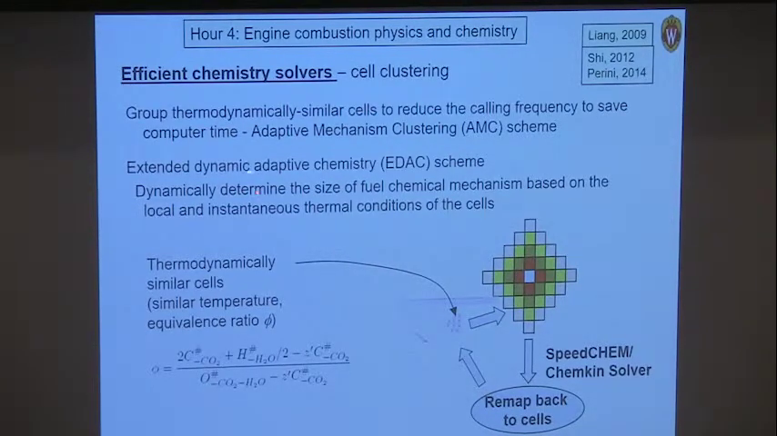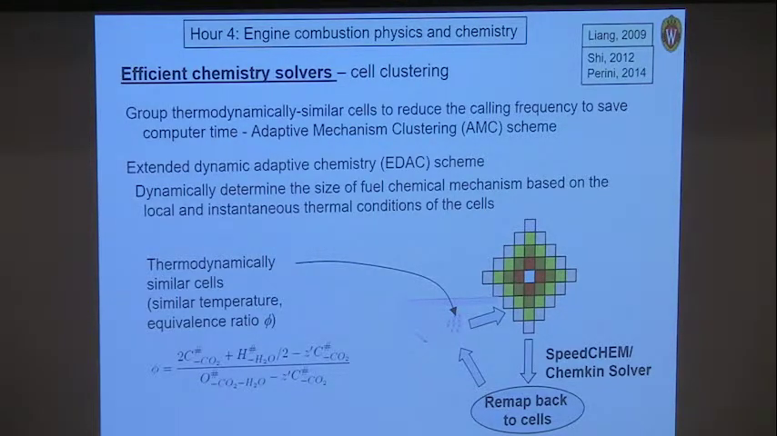And then if we go even further and say, implement the extended dynamic adaptive chemistry scheme, which says, okay, why am I tracking some species that were only important during ignition, and I'm already in the second stage of combustion?